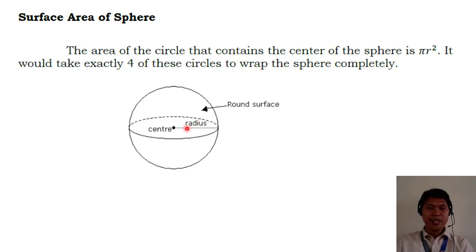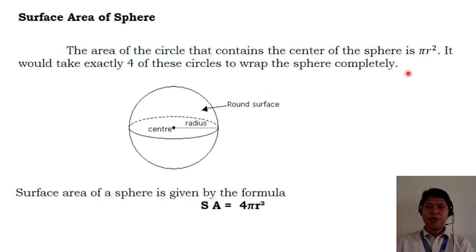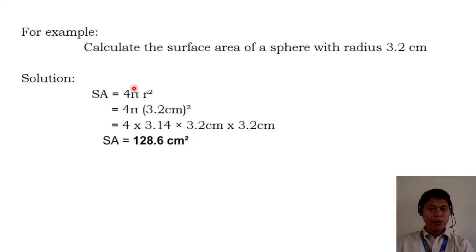Theoretically, there are 4 circles to wrap around this sphere. Therefore, it will be 4 times pi r squared. So it is 4 pi r squared. And to apply that, we are going to calculate the surface area of a sphere with a radius of 3.2. Then we have this one. Just simply substitute 4 and pi, and then r squared is 3.2 squared.